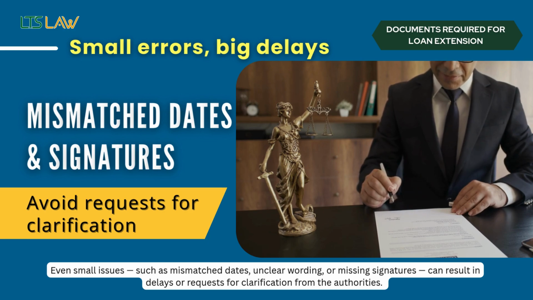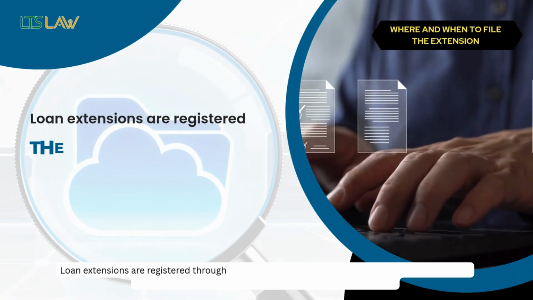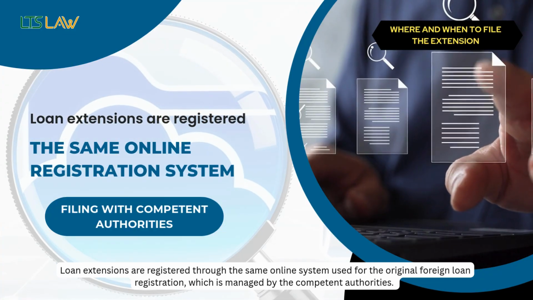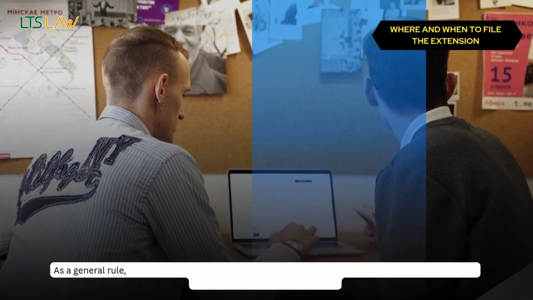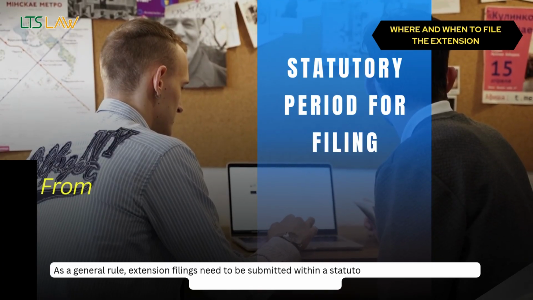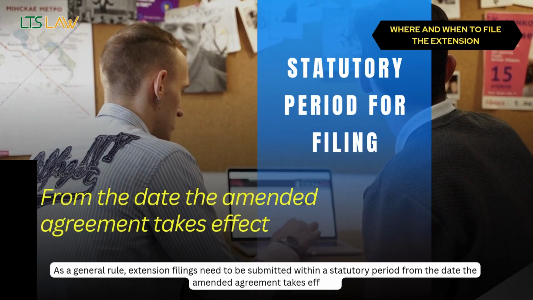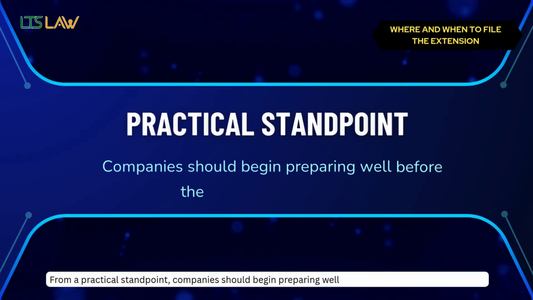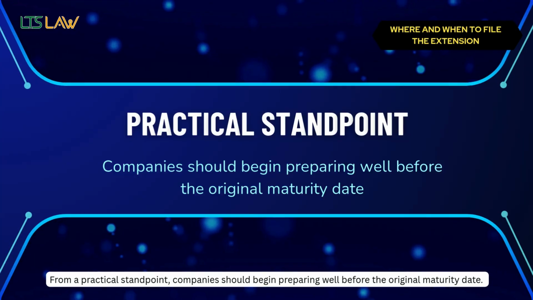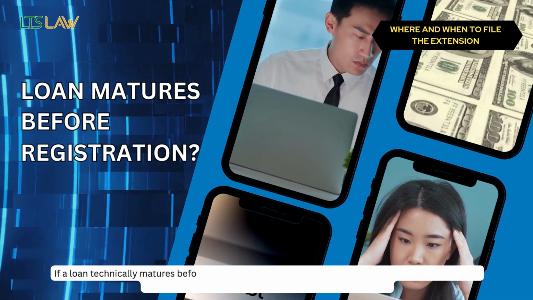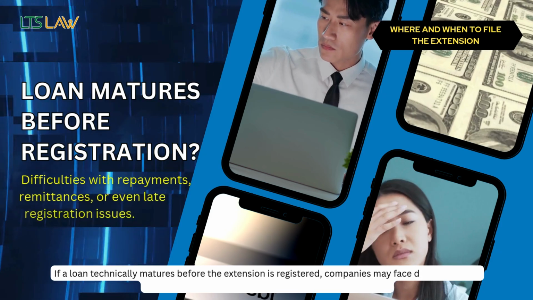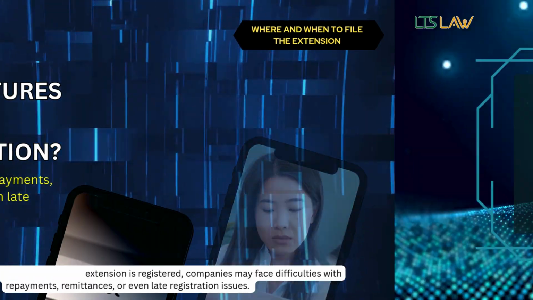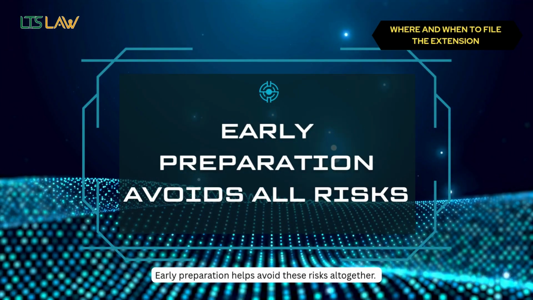Loan extensions are registered through the same online system used for the original foreign loan registration, which is managed by the competent authorities. As a general rule, extension filings need to be submitted within a statutory period from the date the amended agreement takes effect. From a practical standpoint, companies should begin preparing well before the original maturity date. If a loan technically matures before the extension is registered, companies may face difficulties with repayments, remittances, or even late registration issues. Early preparation helps avoid these risks altogether.